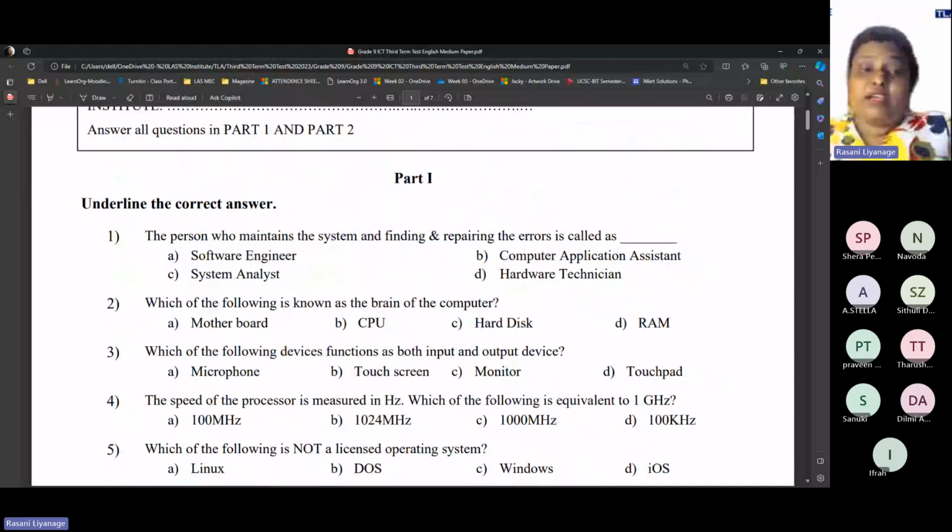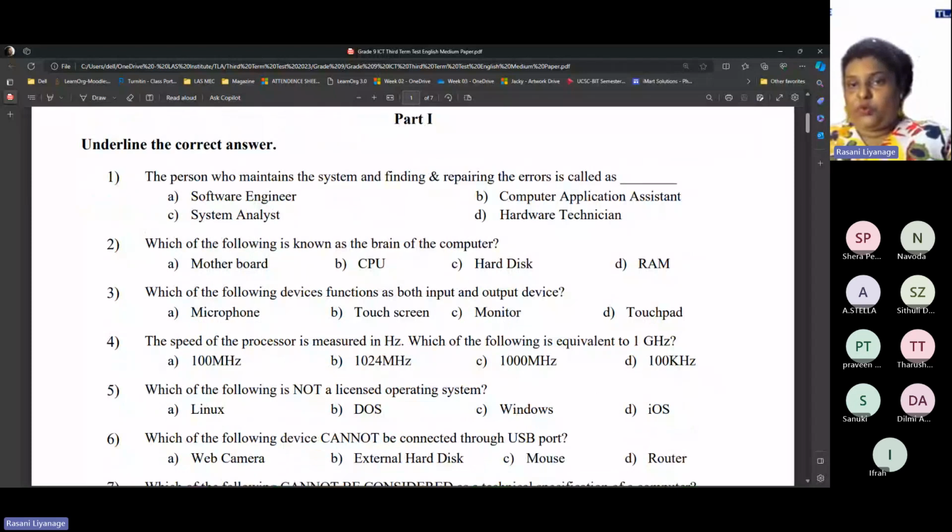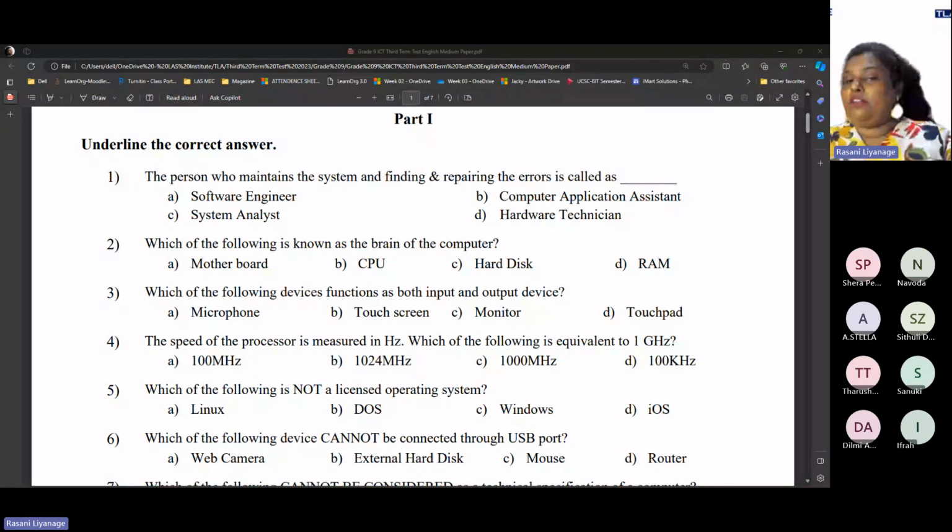Right. First one, the person who maintains. Before going to questions, let me tell you this. Since this is a revision, rather than going just for the answers, we will try, balancing time, to reach the respective theory point as well, so that you can understand what exact part you have to study.